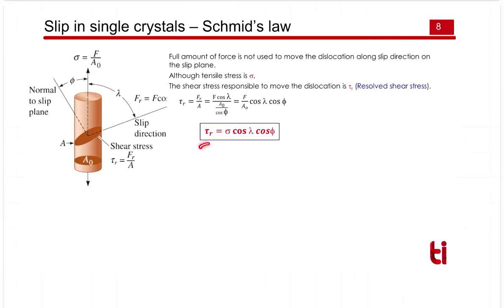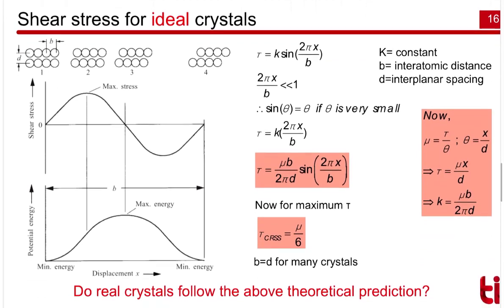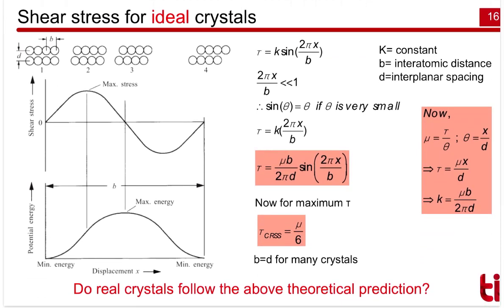So this resolved shear stress reaches a critical value where plastic deformation initiates, called the critical resolved shear stress. So ultimately we will have to calculate the value of this critical resolved shear stress, that is the minimum stress required to initiate slip. So to calculate this shear stress, let's consider this atomic model.